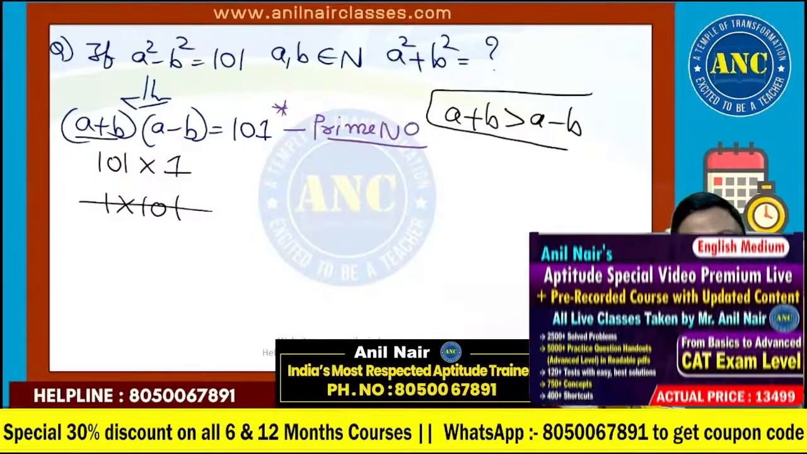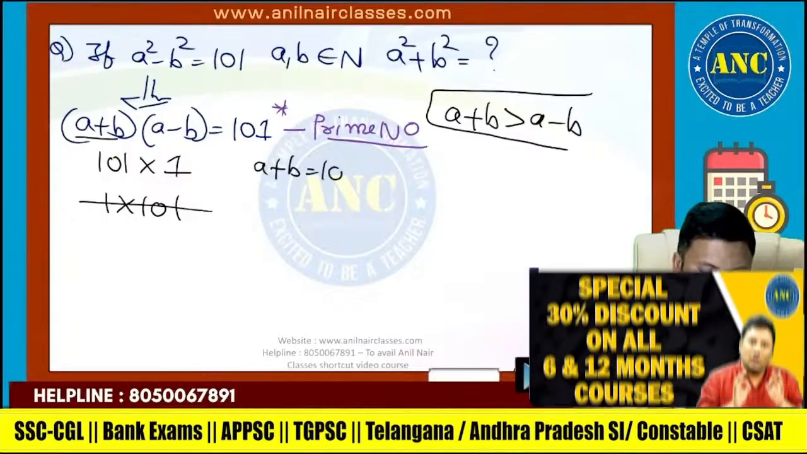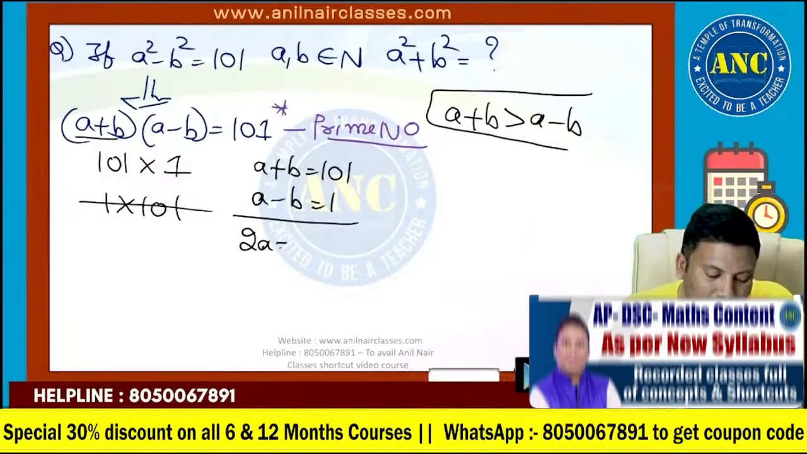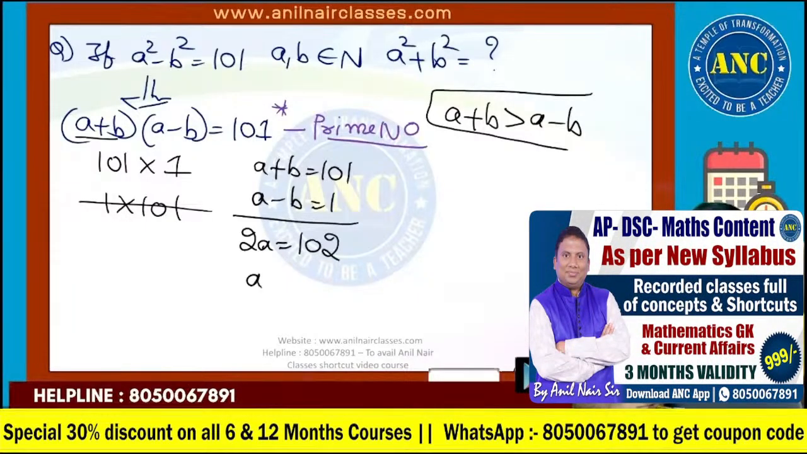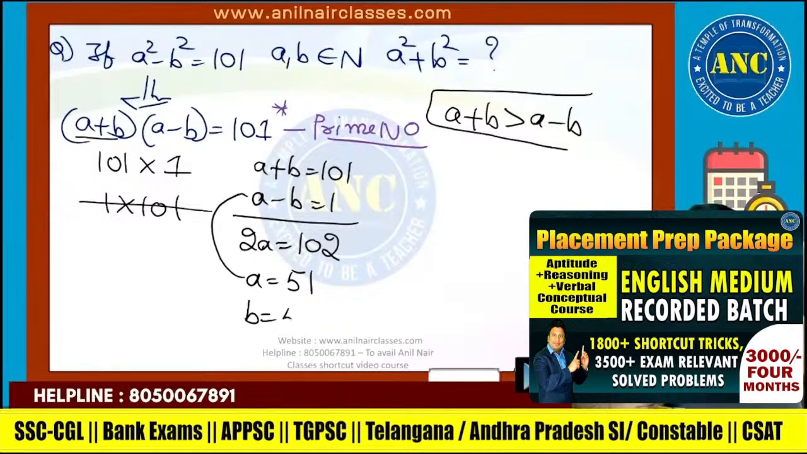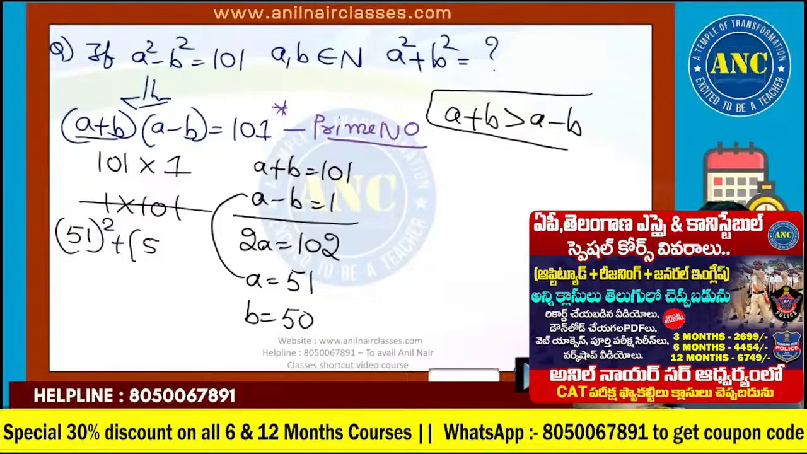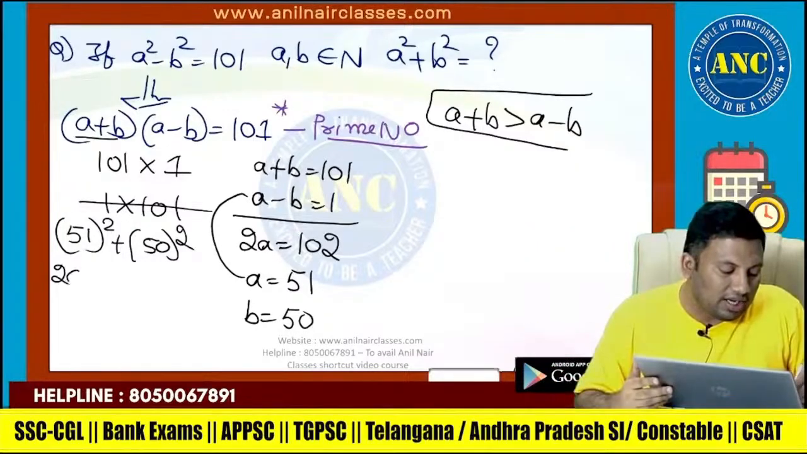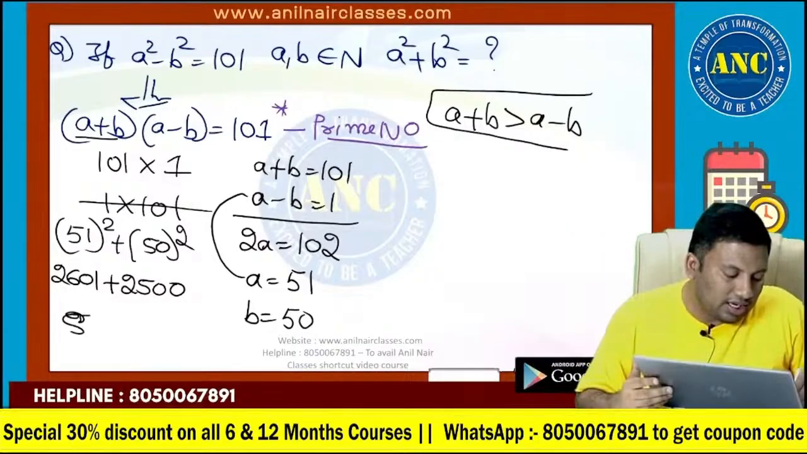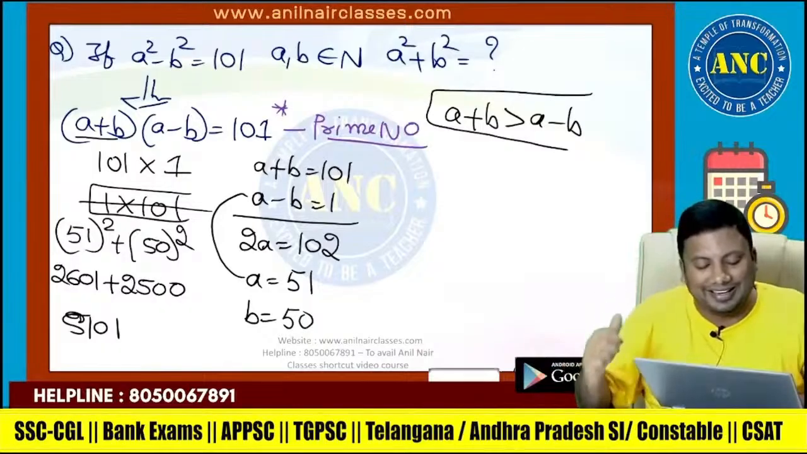Sum of two natural numbers, how can it be less than their difference? So, if a plus b is equivalent to 101 and a minus b is equivalent to 1, if I add them, 2a is equivalent to 102, so a is 51. If a is 51, b will be 50. So, 51 square plus 50 square. If you watch my simplification class, directly you can say 2601 plus 2500. Answer is 5101. The idea is to tell you that writing 1 into 101 is incorrect.